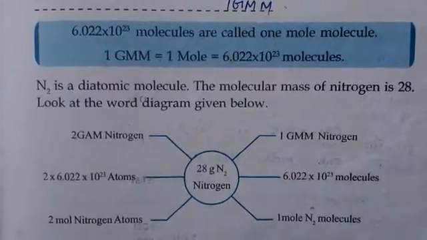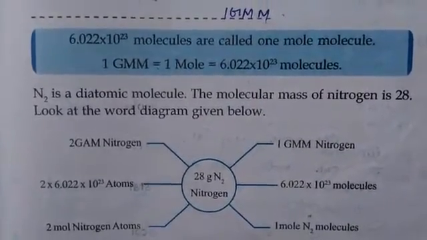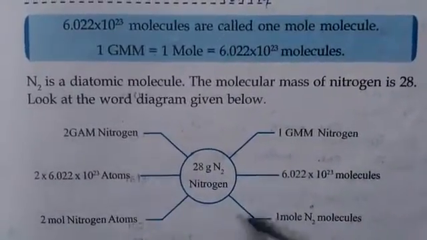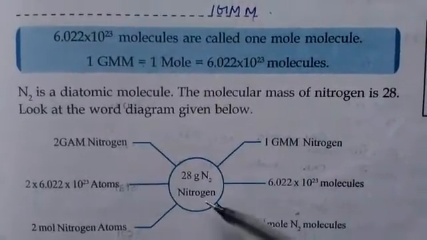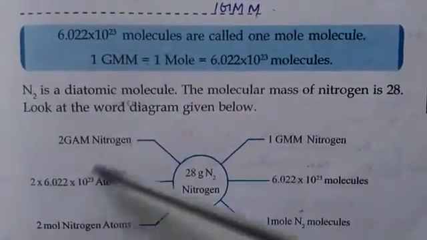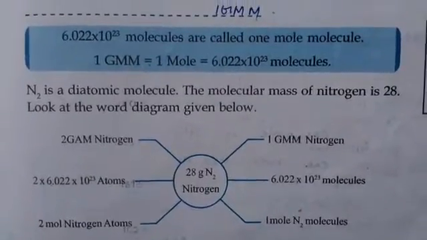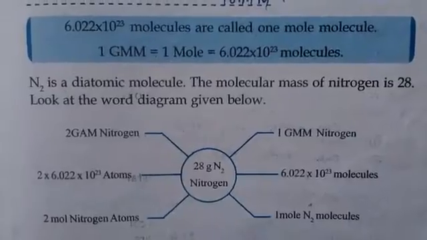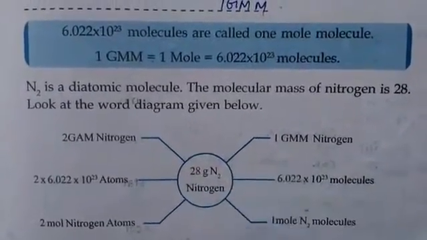Here it is 1 mole nitrogen molecules. Here it is 2 mole nitrogen atoms. This way we can express it in the atom case, and in this way in the molecular form. Is it clear or not? So 28 gram of nitrogen can be written in these 6 different ways. Keep in mind that this is very important, as they ask this type of question in fill in the blanks and so on.